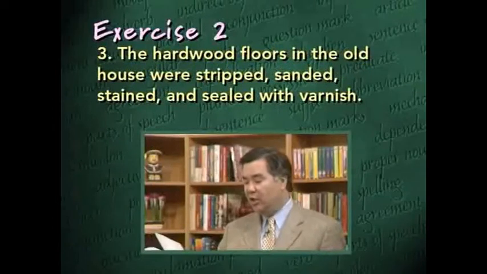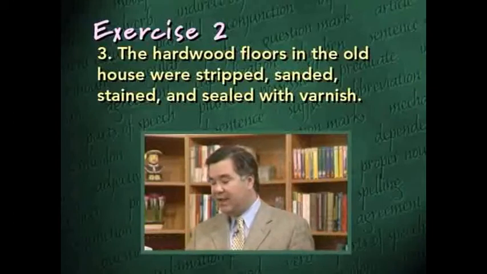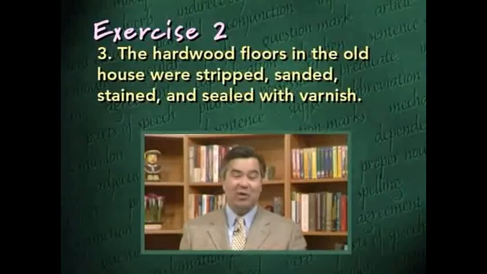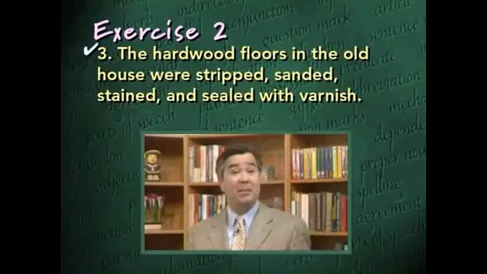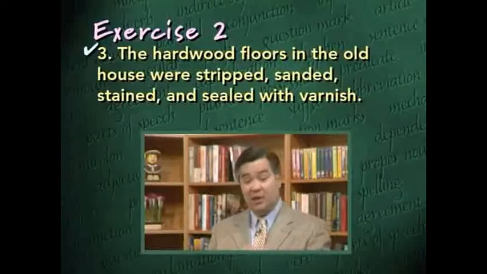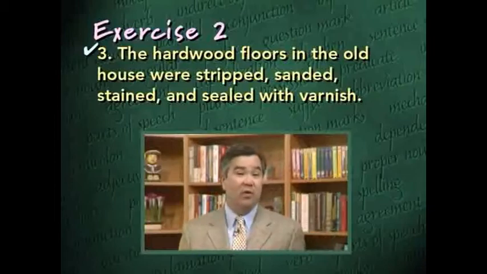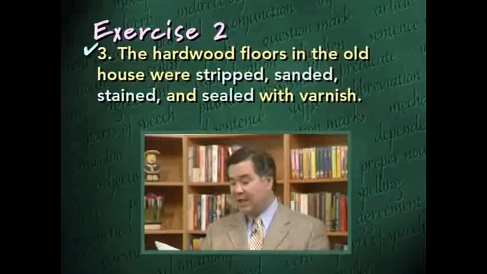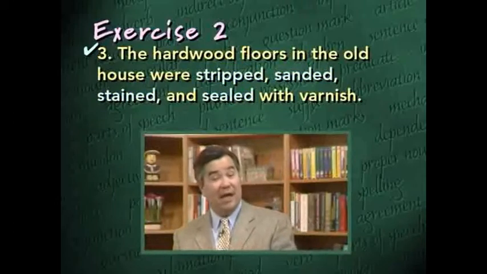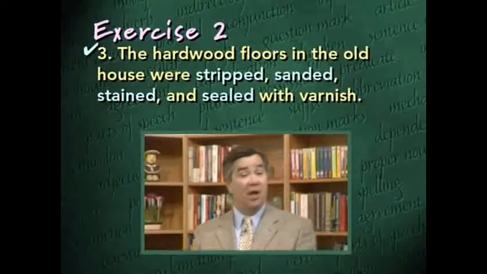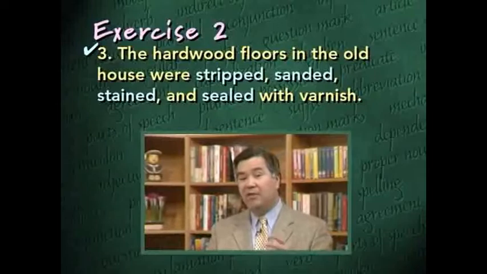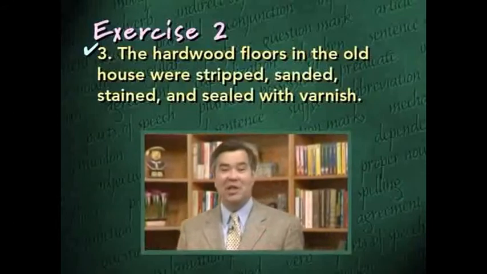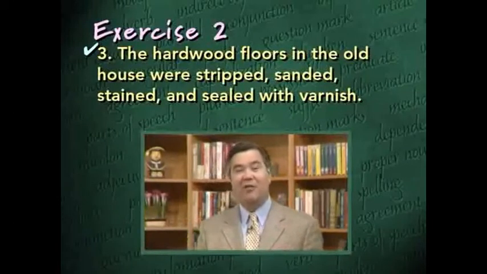The hardwood floors in the old house were stripped, sanded, stained, and sealed with varnish. Does this sentence sound all right to you? Actually, it is perfectly correct. Parallelism has been maintained here. The list of actions that are being described as things that were done to the hardwood floors in the house, all those actions are being described using the same form of verb: stripped, sanded, stained, and sealed. The last item, we've added the prepositional phrase with varnish, which is necessary to complete the meaning. But the feeling of parallelism is not lost. So this sentence is perfectly correct. This is one that doesn't need any changing in order to create that feeling of parallelism.